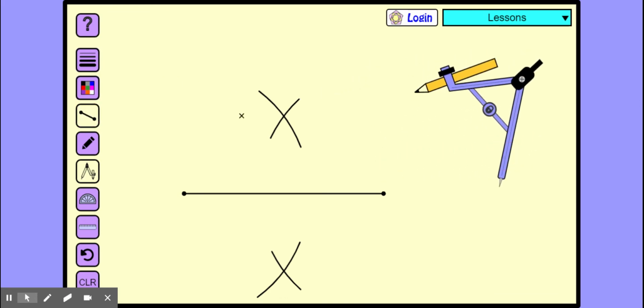Now, what we need to do is just join these points. The points that we've got, we are going to join them. Just ensure that the line that you're drawing should pass through these 2 points exactly. It should not be a little away from the given points.